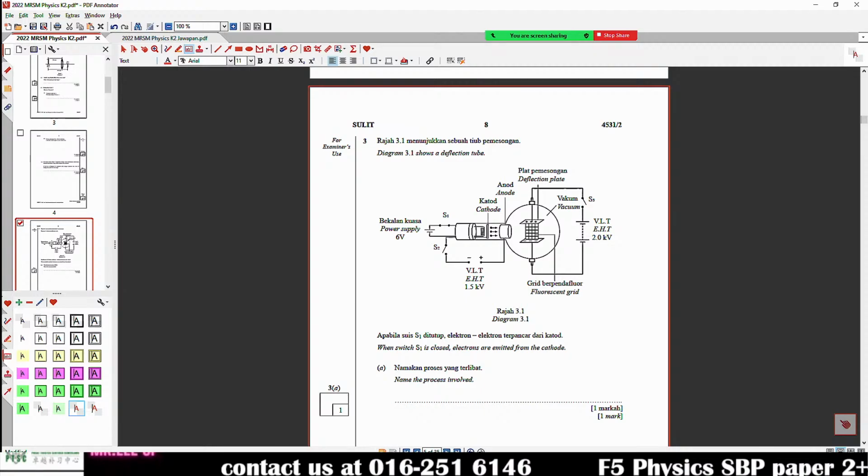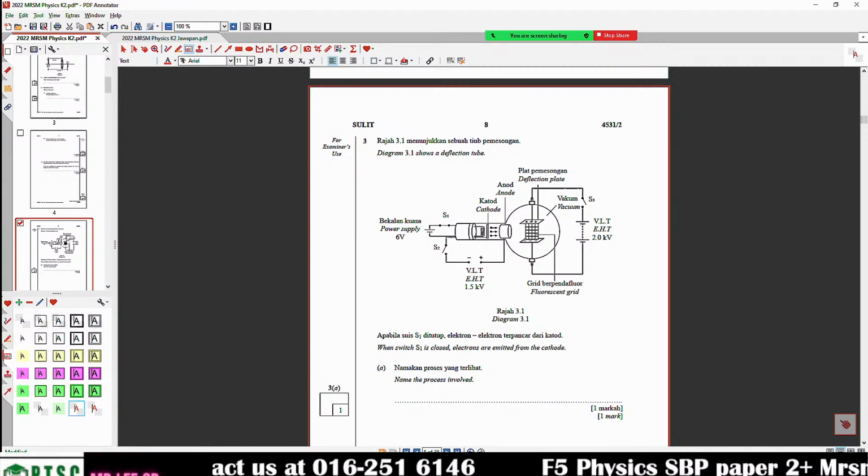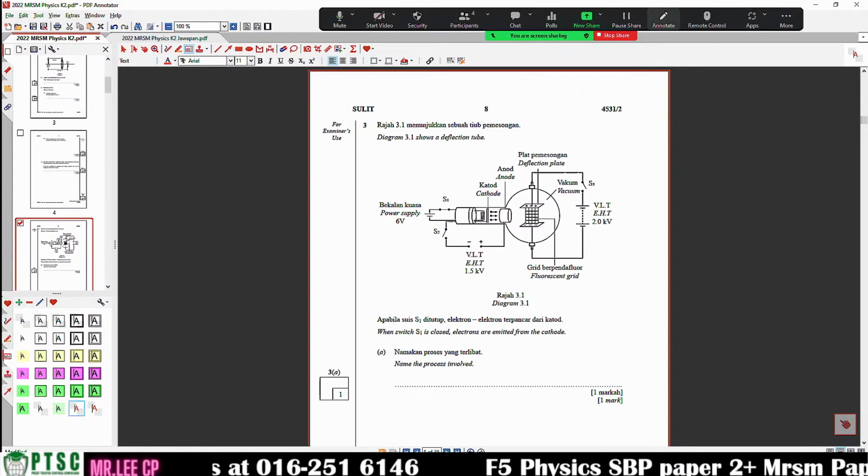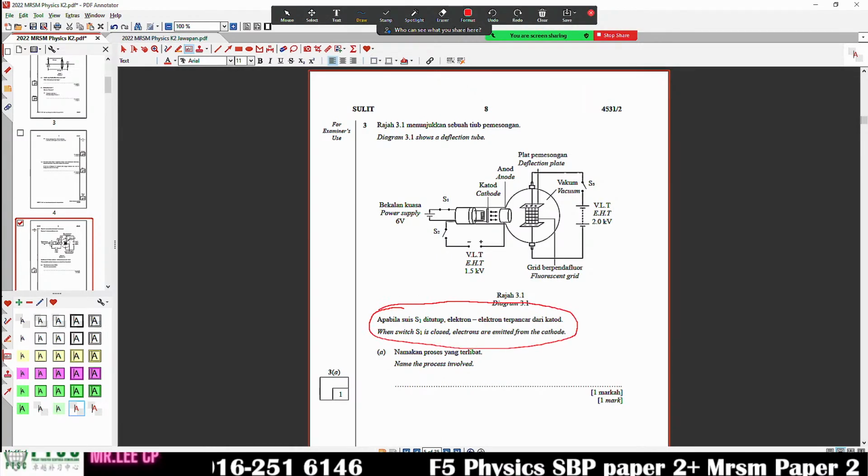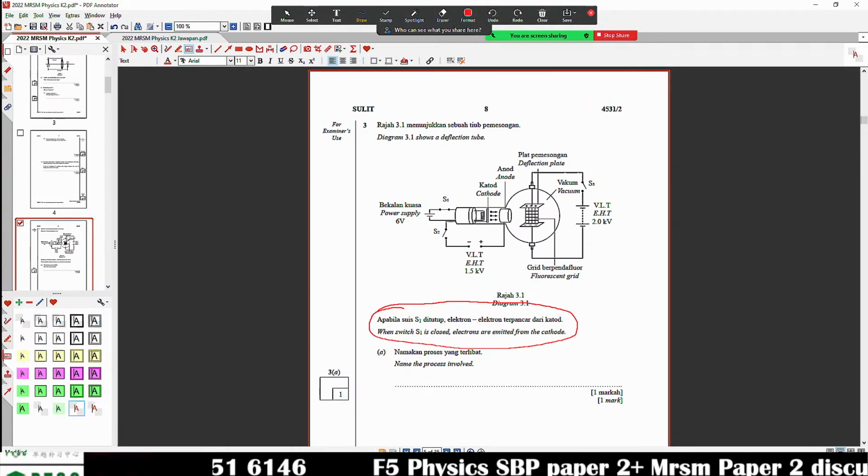Number 3. Diagram 3.1 shows a deflection tube. Deflection. When the switch 1 is closed, the electrons are emitted from the cathode.